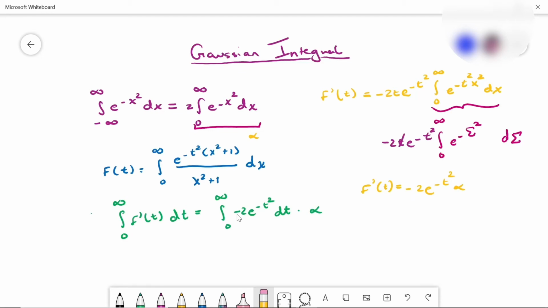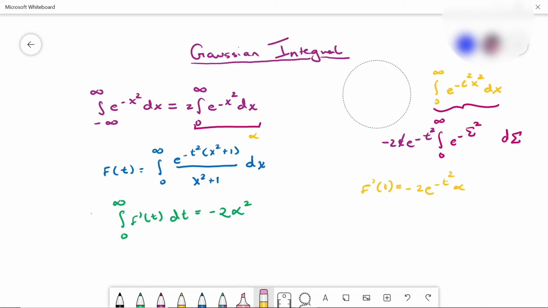Now I'm going to take the negative 2 outside, and voila! How beautiful is that? We have alpha again, or the shortened Gaussian integral again. Alright, so let's get rid of this here and substitute alpha into it. Alpha times alpha, which is alpha squared. We're going to have negative 2 alpha squared. Let me just write the negative 2 properly. So the integral from 0 to infinity of the derivative of f of t dt is equal to negative 2 alpha squared.